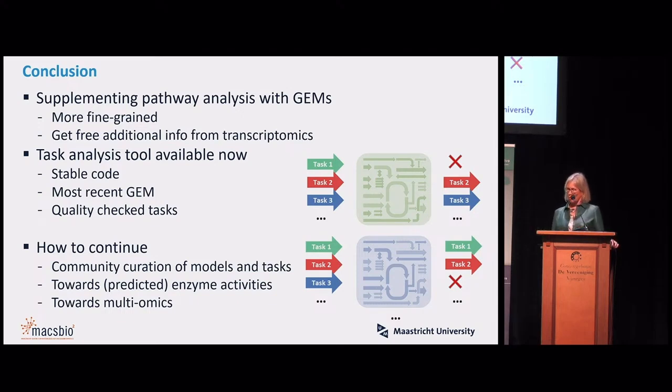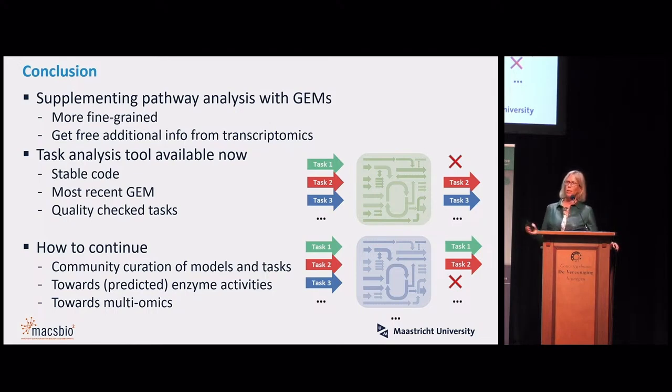Two other things that we're doing at the moment is to try and improve from using transcriptomics as a proxy for enzyme activity to using protein concentrations and using AI. We are now trying to also use predicted enzyme activities. And another step that we still need to take is to go towards multi-omics.